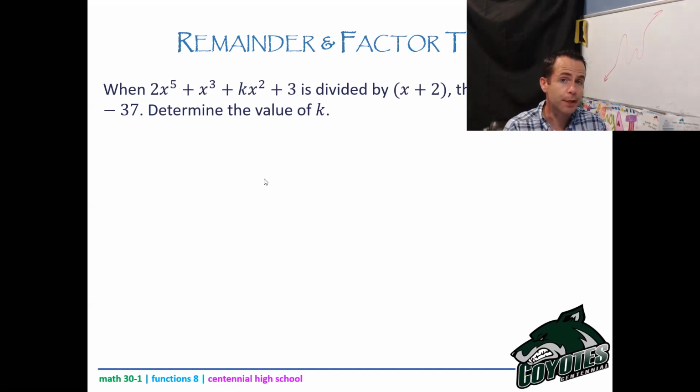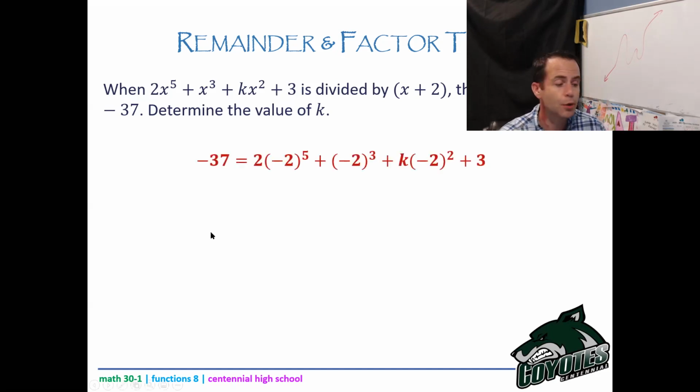Well, I know the remainder. The remainder is negative 37. So that gives me a cute little algebra equation so I can solve for k. So go ahead, solve for k. We're going to clean this up. I assumed you paused me and now you have the answer. That's how this goes, you know.